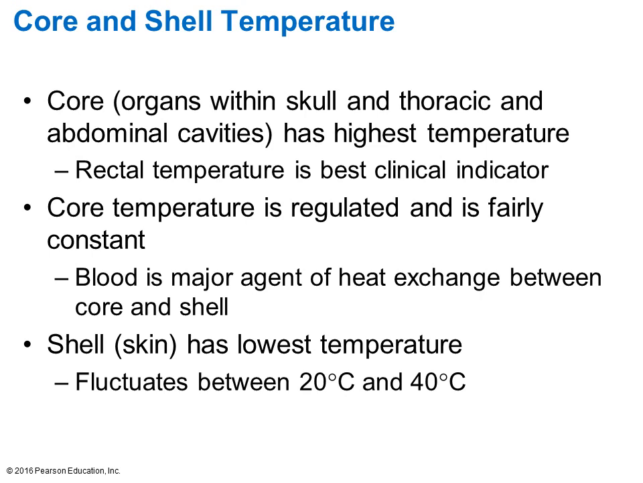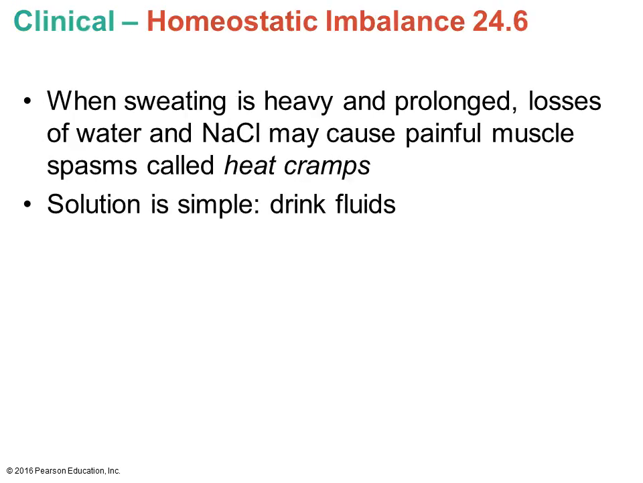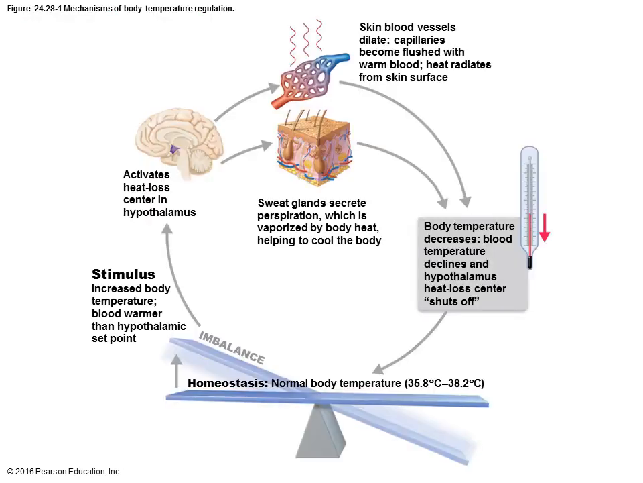Core temperature refers to the organs within the skull, the thoracic cavity, and the abdominal cavity. The temperature there is fairly constant and is regulated very well. When an individual is sweating quite a bit and for a long time, they're losing water, but they're also losing salts like sodium chloride. And so they need to drink fluids, not just water, but they need to replace those electrolytes as well.